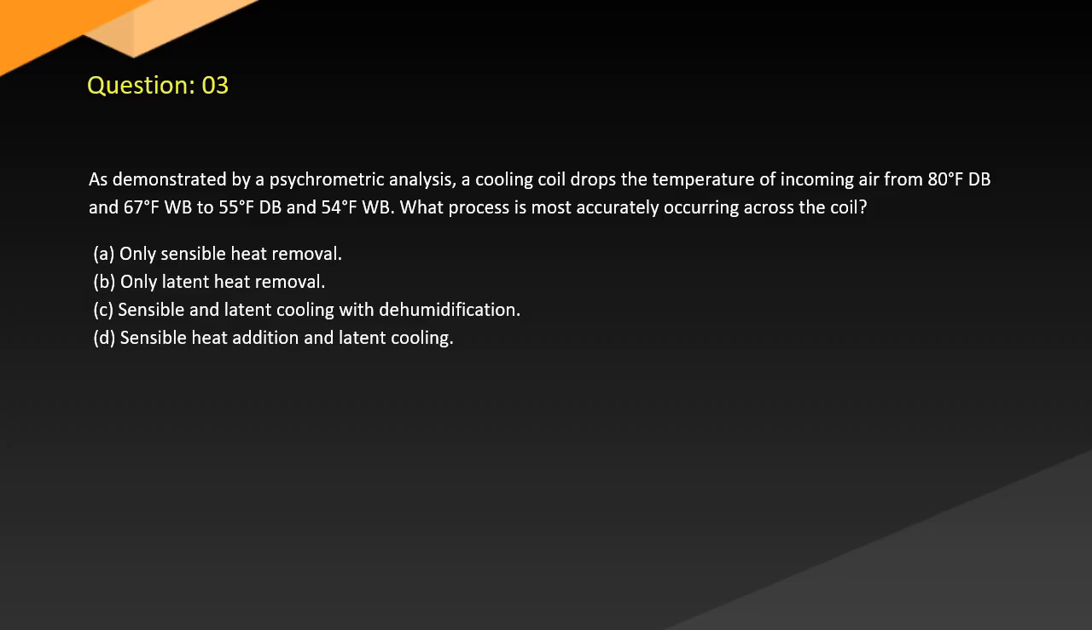Question 3. As demonstrated by a psychrometric analysis, a cooling coil drops the temperature of incoming air from 80 dB and 67 wB to 55 dB and 54 wB. What process is most accurately occurring across the coil? A. Only sensible heat removal. B. Only latent heat removal. C. Sensible and latent cooling with dehumidification. D. Sensible heat addition and latent cooling.